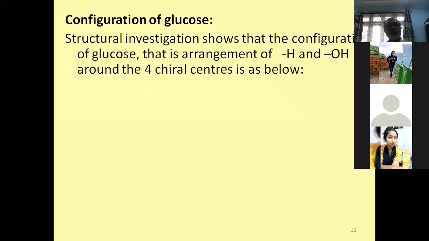Okay. Now, what is the configuration? Structural investigation shows that the configuration of glucose, that is the arrangement of H and OH around 4 chiral centers, is as below. I am not going into the details of the investigation. It is a very tedious chemical investigation, because after all, why are we doing this?